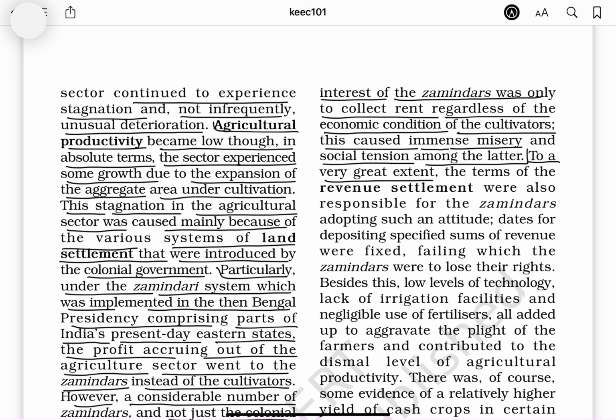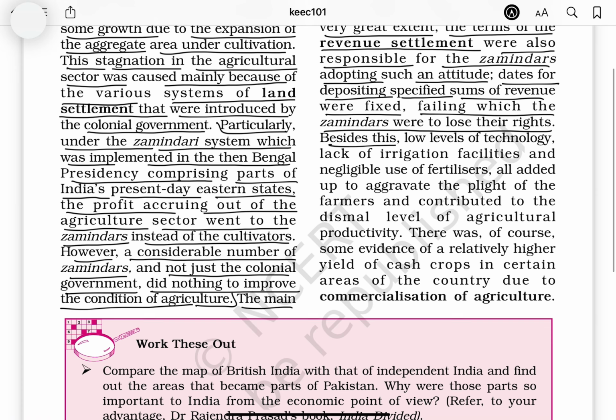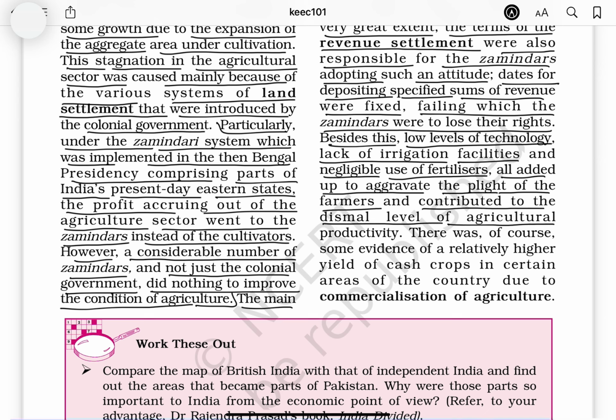To a very great extent, the terms of the revenue settlement were also responsible for the zamindars adopting such an attitude. Dates for disposing a specified sum of revenue were fixed, failing which the zamindars were to lose their rights. Besides this, low levels of technology, lack of irrigation facilities, and negligible use of fertilizers all added up to aggravate the plight of the farmers and contributed to the dismal level of agricultural productivity.